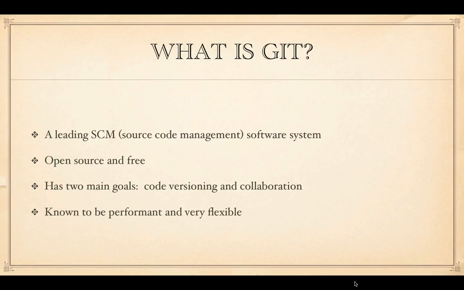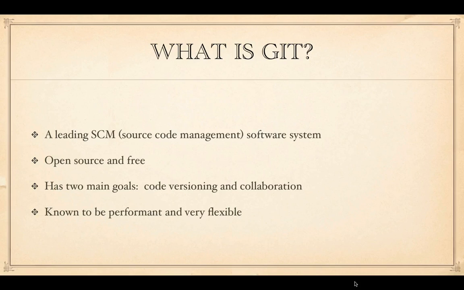If you're not familiar with it, it's a leading source code management software system. It's open source and it's free, and essentially it has two main goals, and those are code versioning and collaboration. So you can take your project folder with your source code and essentially create what's termed in Git as commits. And these are snapshots of your source code files, can be many files in each commit, and allows you to fast forward and rewind through those different states of your project.